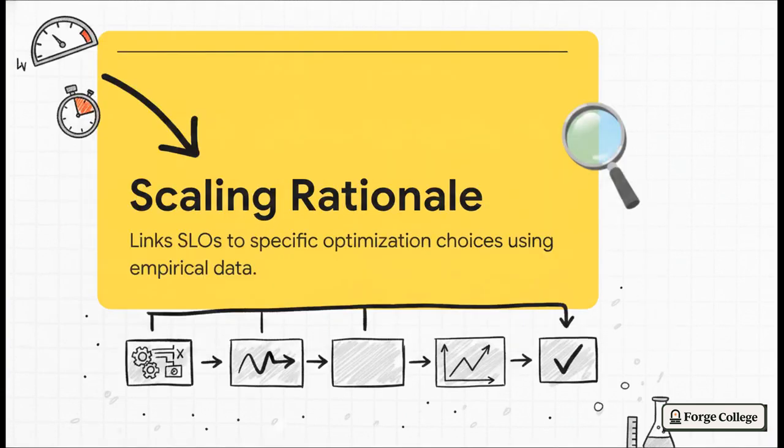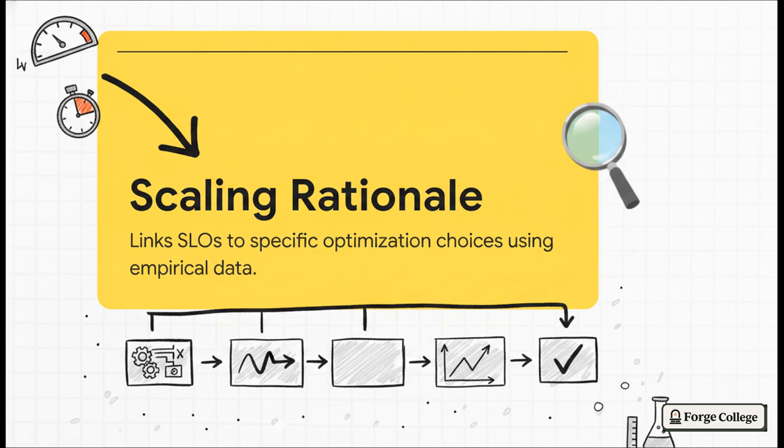Pillar number 2 is the scaling rationale. Now this is absolutely crucial. You can't just say, hey, we made the API super fast. You actually have to justify your trade-offs. You need to link a specific target, like a P95 latency SLO, directly to the runtime tuning knob you just did to hit it. And then you back it all up with empirical data from your tests.